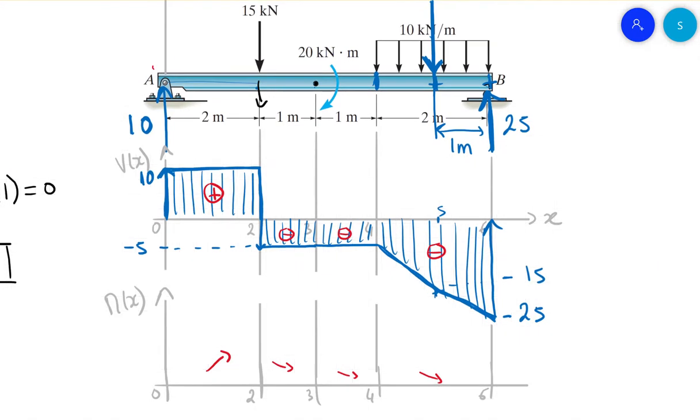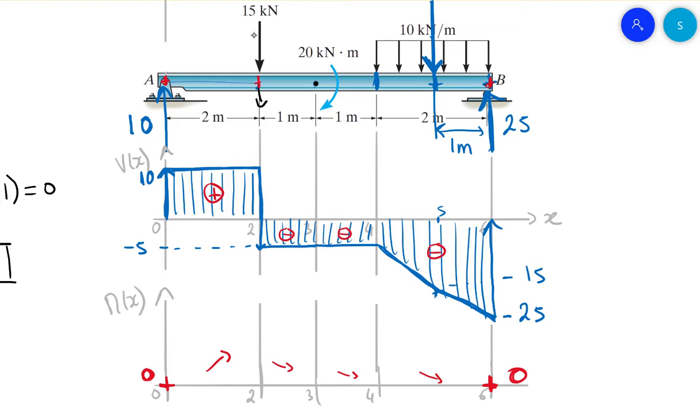Because there's no couple on both sides, there's no moment. The moment at the beginning will be 0, and at the end will be 0. If it's not 0, we should have a couple applied at A or at B, but it's a pin connection and a roller connection, normal contact only, so we cannot have any moment there.